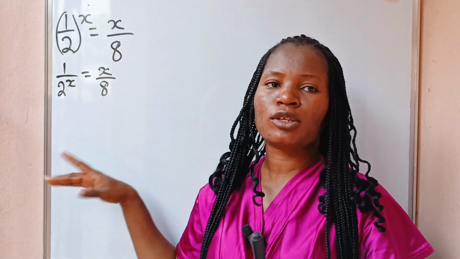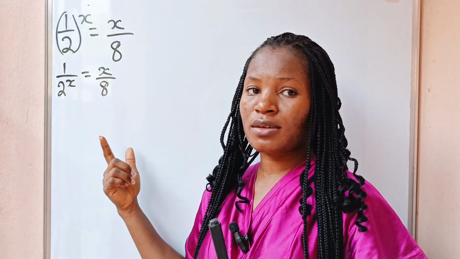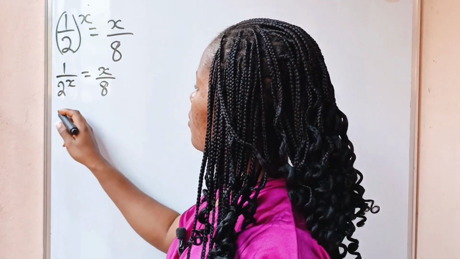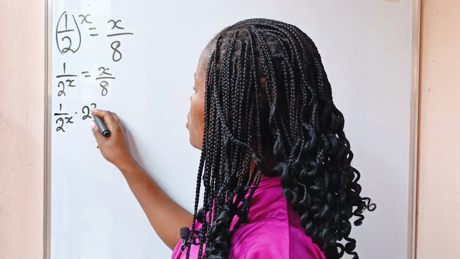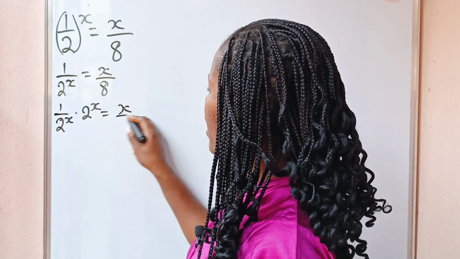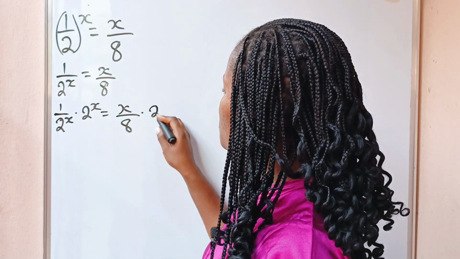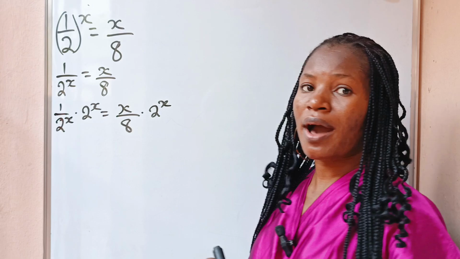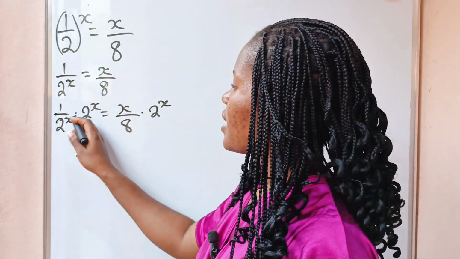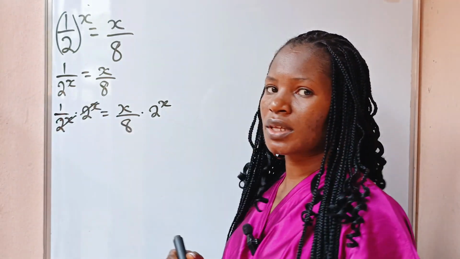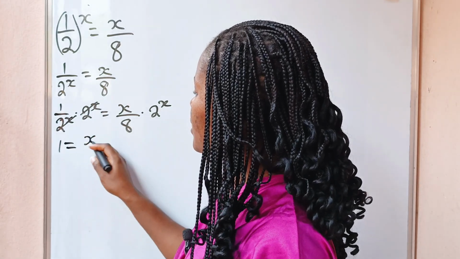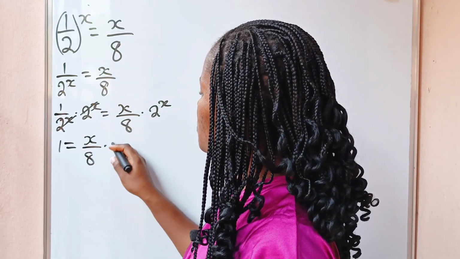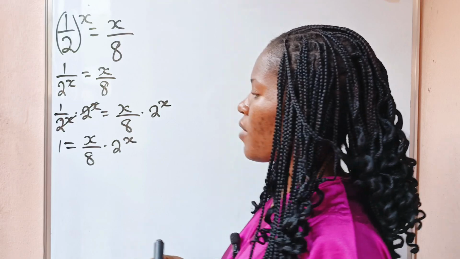Now let's multiply through by 2 to the power of x, alright? So if we do that, we have 1 divided by 2 to the power of x multiplied by 2 to the power of x is equal to x divided by 8 multiplied by 2 to the power of x. So you can see that this is going to cancel this, and we are going to have 1 is equal to x divided by 8 multiplied by 2 to the power of x.